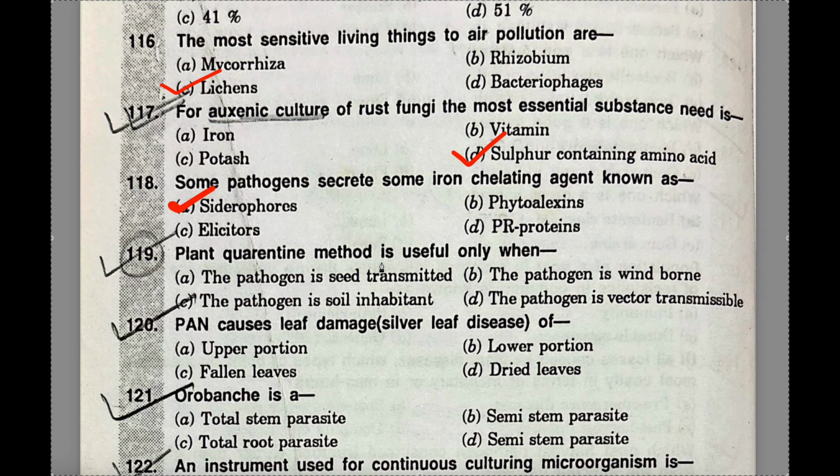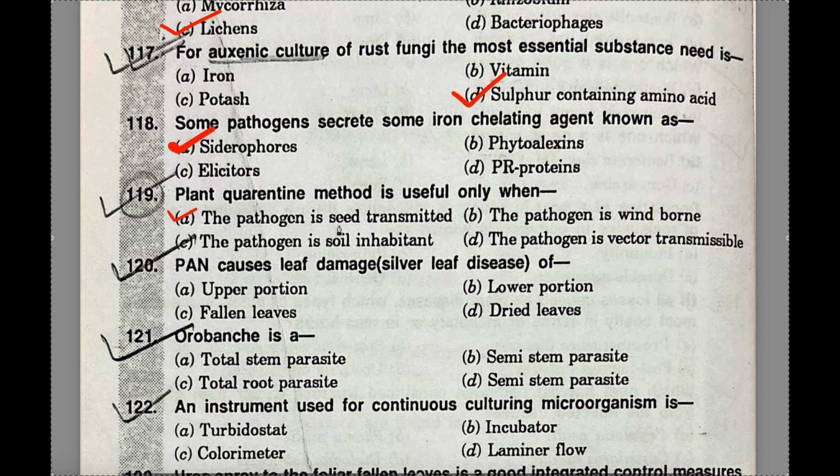119. Plant quarantine method is used only when the pathogen is seed transmitted, the pathogen is wind borne, the pathogen is soil inhabitant or the pathogen is vector transmissible. Answer is option A. Only when it can be transferred from state to state or country to country, right? If they are soil inhabitant or wind-borne, they cannot be controlled, or vector transmissible, they will do its own job. So only when the pathogen is seed transmitted, the plant quarantine method works.